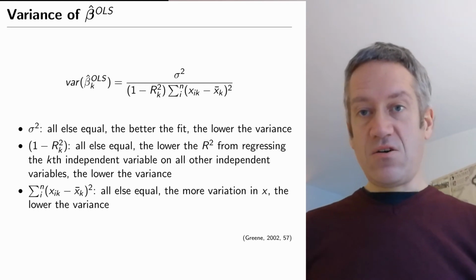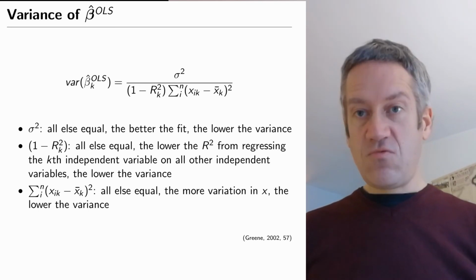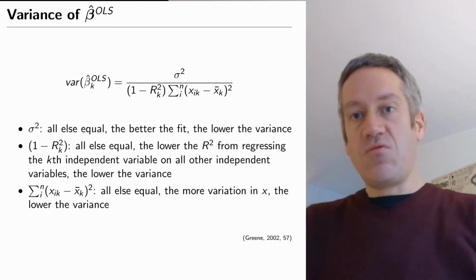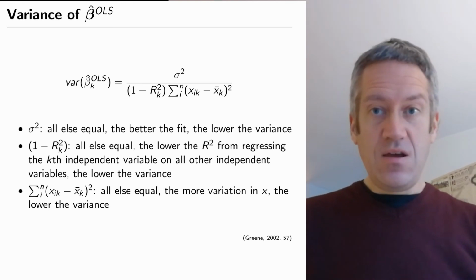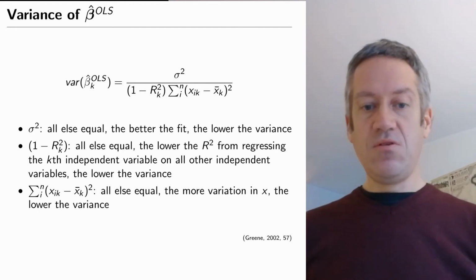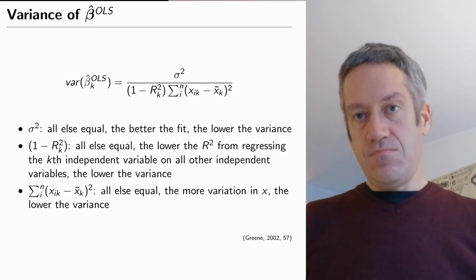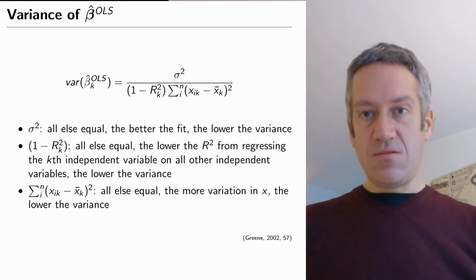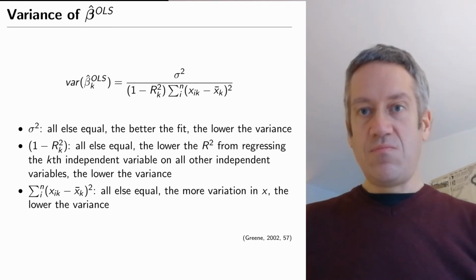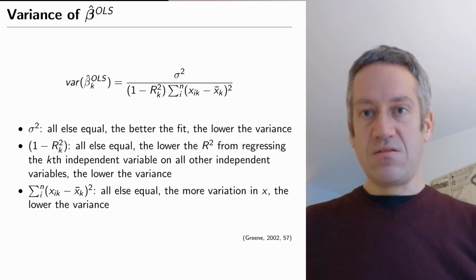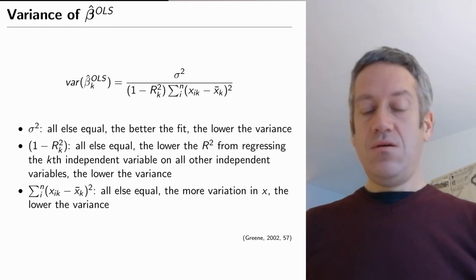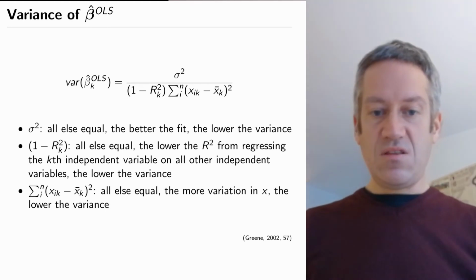Secondly, there is this 1 minus r squared underscore k. So this is the r squared that you get when you regress the kth independent variable on all other independent variables. And we already said if that r squared is high, then there is a high correlation between that particular independent variable and all the other independent variables. And that means that there's multicollinearity, and you get a high r squared. So that's in the denominator, and it's 1 minus, so that means if you get a high r squared, you get a lower denominator, you get a higher variance in beta hat. So high multicollinearity means larger standard errors. That is what this says.